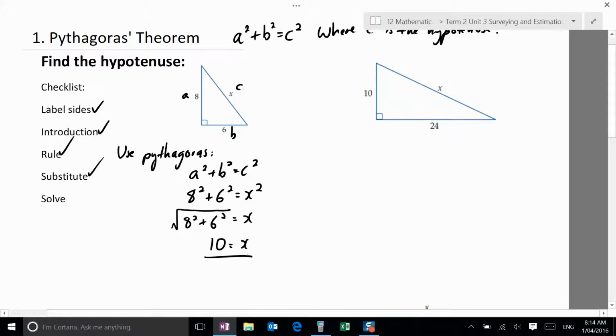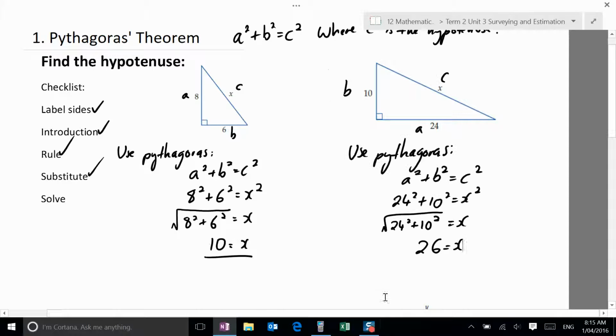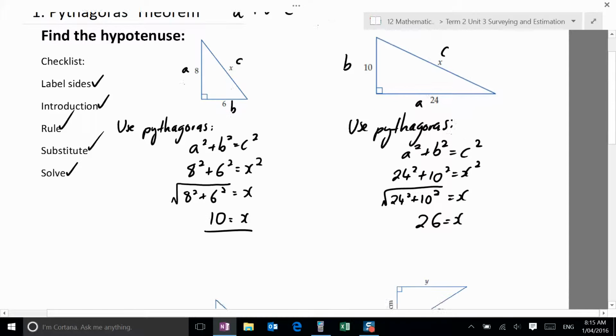Done. I want you to have a go at this one by yourself, and then I'll quickly write the solution down. Have a go by yourself. Alright, how do we go? Hopefully we're all saying great, X equals 26. Just remember there's probably normally units there. If they're centimeters, put centimeters, meters, put meters, etc. Yep, all good.